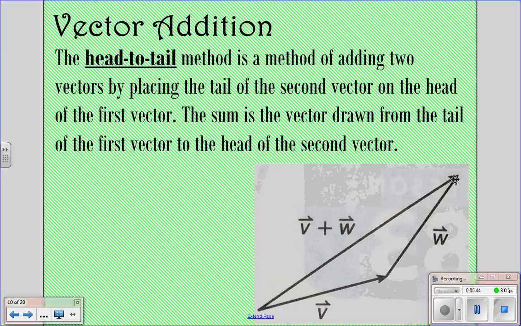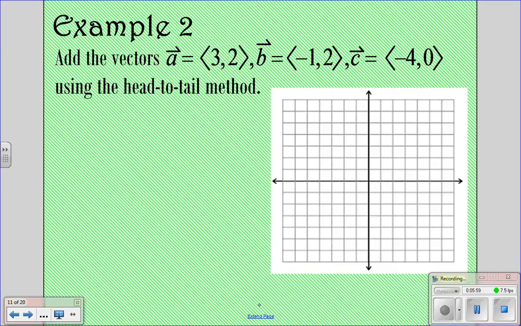If we had another vector, we could put it here and then draw it however it was, and then the sum would be from here to here. So you can use the head to tail method for any number of vectors that you have. So we're going to add these three vectors using the head to tail method.